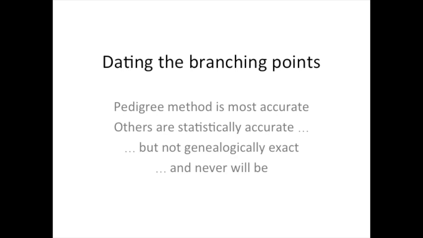Take-home message: dating is difficult, and it will just give you ballpark figures. And if you want to know, did my 7 times great-grandfather, was he born in 1570 or 1600, it probably will never tell you that, even if we go up to 500 STRs, because the range around the estimate is still going to be far too large.